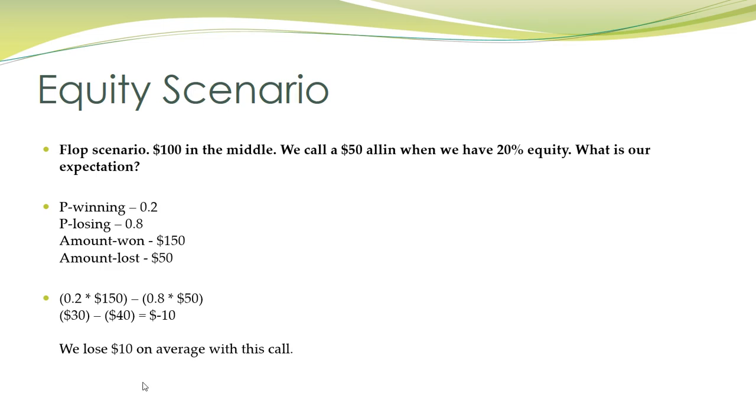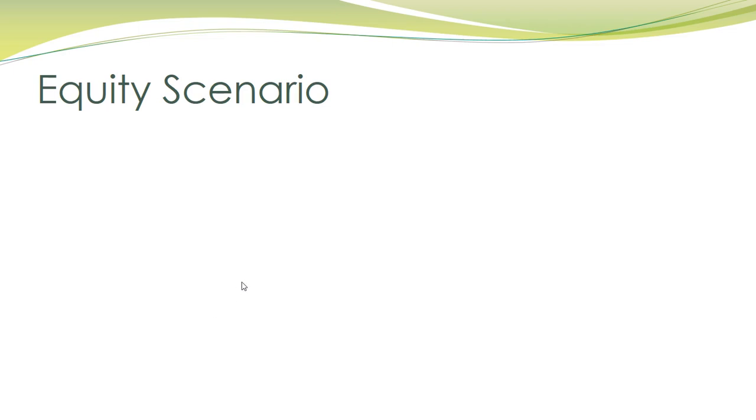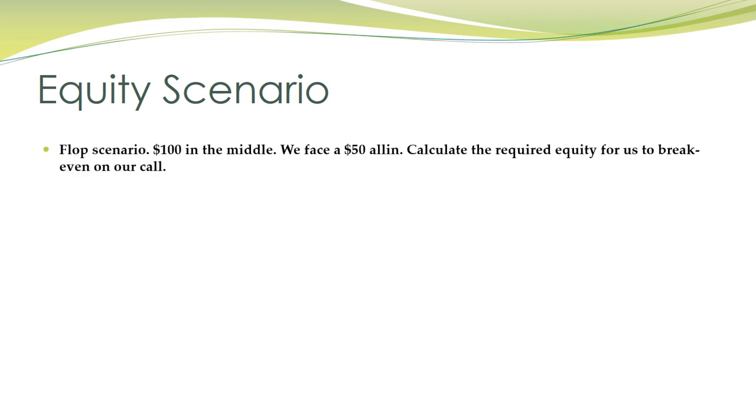So if having 20% equity causes us to lose money, we can now proceed onto this question. Same setup. $100 in the middle, we face a $50 bet from our opponent. Calculate the required equity for us to break even. So it's another calculate the break even point question. The difference is now we're not looking at the break even point as a result of how many folds we need. We're looking at the break even point regarding how much pot equity we need.